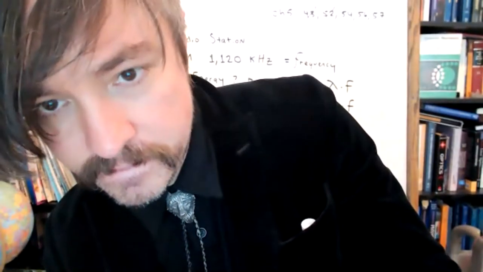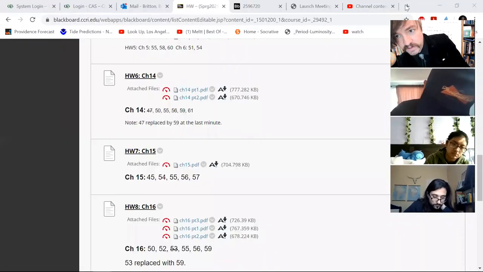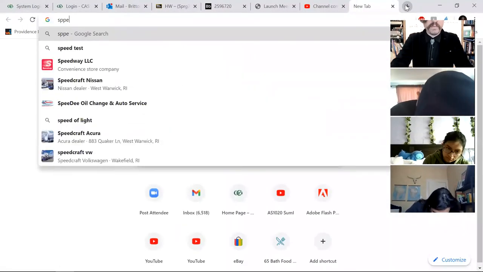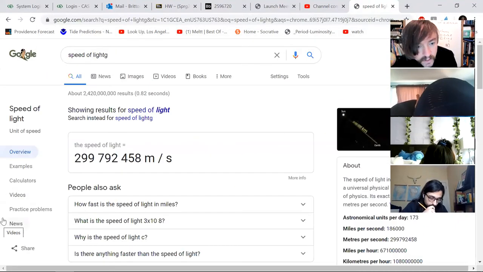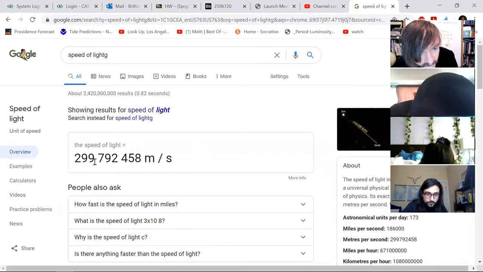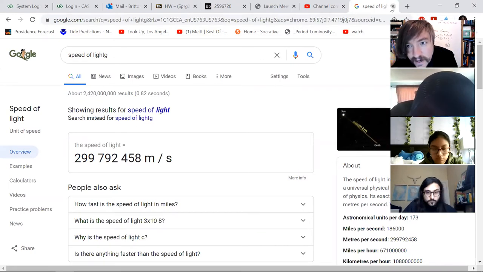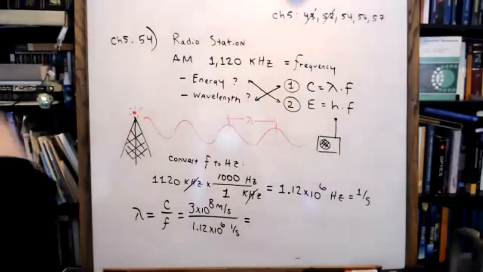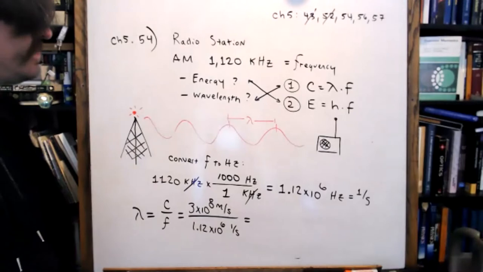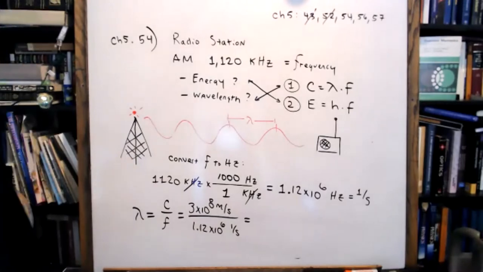Let me just verify that with you. If we were to type into Google, speed of light. If you round this, 7 rounds 9 to 0, 0, 3. So the speed of light to 3 sig figs is actually 3.00 × 10⁸ meters per second. So let's keep 3 sig figs. Okay, give me an answer.